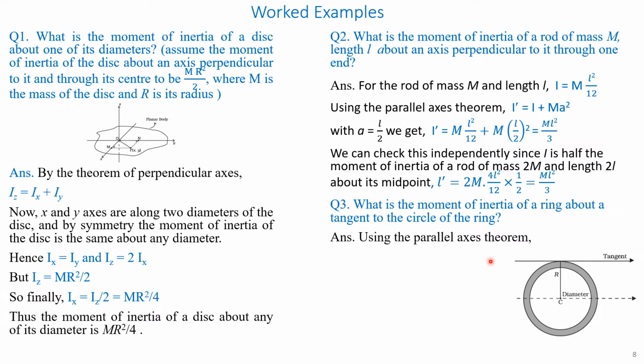Using the parallel axis theorem, we know that I along the tangent, I suffix tan, is equal to I diameter plus mr square. That is equal to, I diameter we know is mr square by 2, plus mr square. That is equal to 3 by 2 mr square. Hence, it is proved.